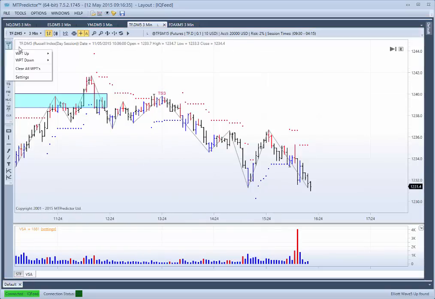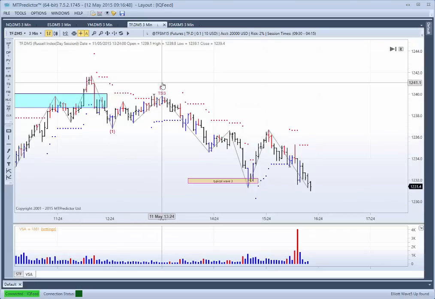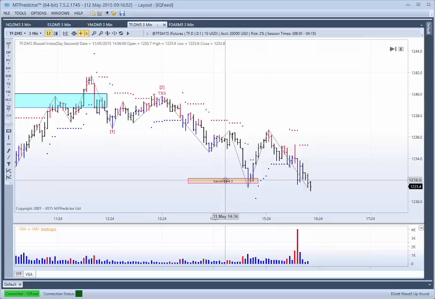So I'll do WPT, WPT down, wave 3. First click, start of the sequence. Second click, end of the wave 1, which would have been here. Third click, end of the wave 2, which would have been here. That then projects a level for where the wave 3 is anticipated to go. Remember again that these are on the chart in advance. In other words, they are here before the market even gets there.